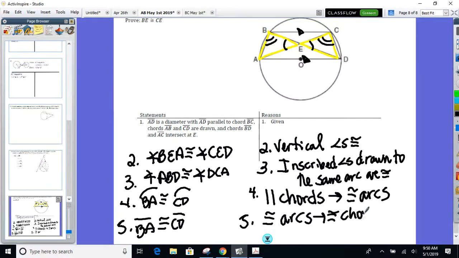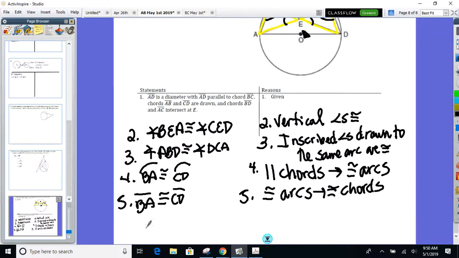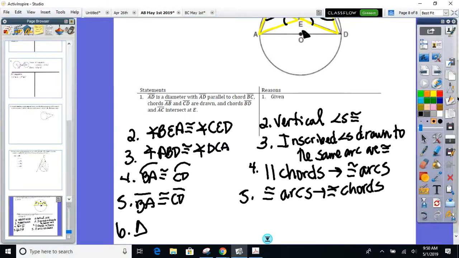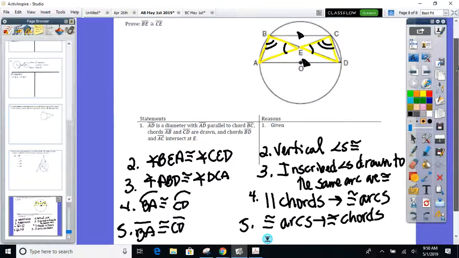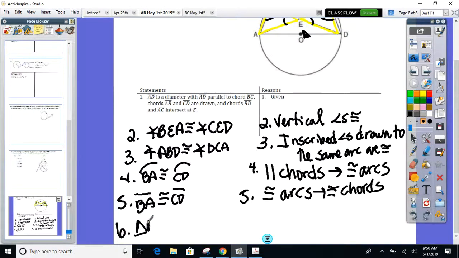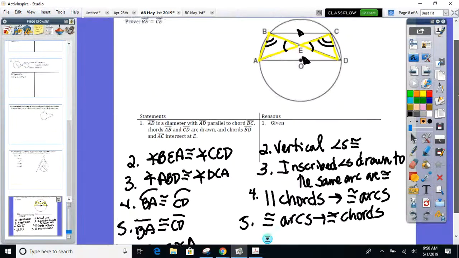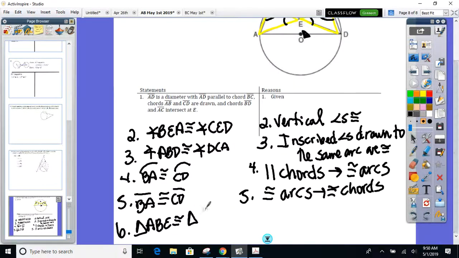Two more steps. I think you guys can finish it from here. Tell me the triangles that are congruent. I'm going to need some method, though. Triangle ABE is congruent to triangle CED.